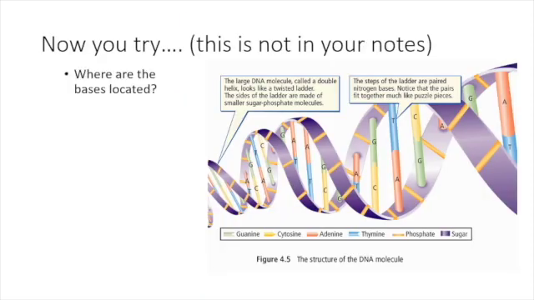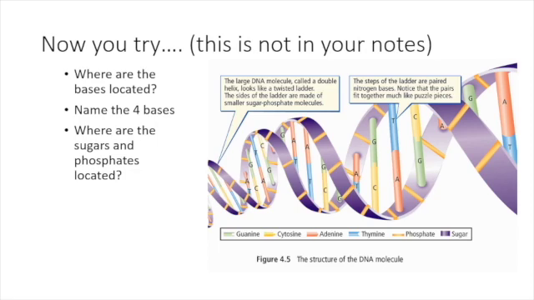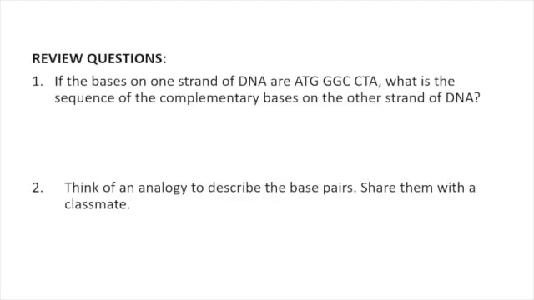Okay. So, not in your notes. Just take a moment to think about this. Looking at this picture, where are the bases located? Can you find the bases? If not, send me a message. Name the 4 bases, which you can go back and figure out in your notes. Where are the sugars and phosphates located? Where are you going to find them? And what is this shape called? What is the fancy name for this twisted double helix or double ladder shape?